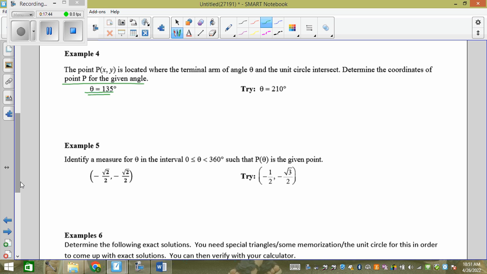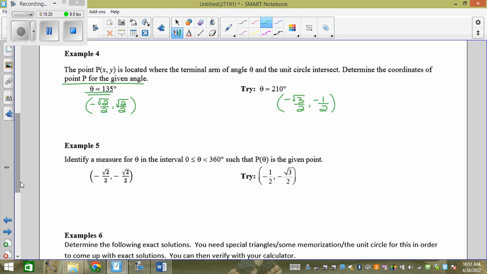So I go to 135 and I give the coordinate. What is it? Negative root 2 over 2 and root 2 over 2. You do 210. What's 210? Negative root 3 over 2 and negative 1/2. Why are they both negative?